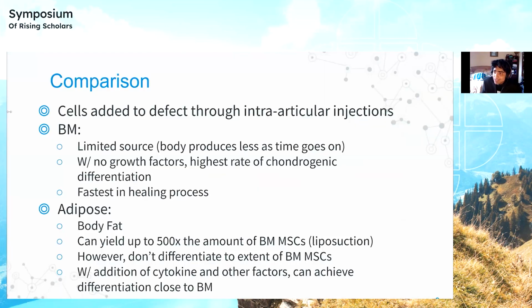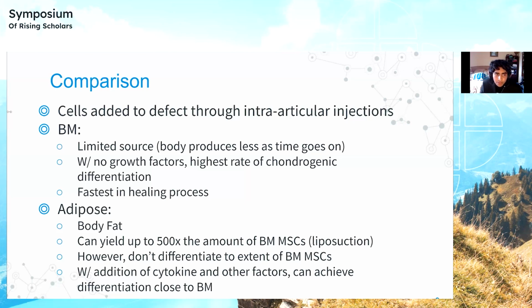So now just getting into a comparison between our different MSC sources, when our cells are ready to be added to the defect site, they are typically added through intra-articular injections to the knee. This could be single injections or multiple injections, but essentially we take a needle and insert it all the way into the knee. So starting off with bone marrow, we can note that it is a very limited source, as our body produces less and less as time goes on.